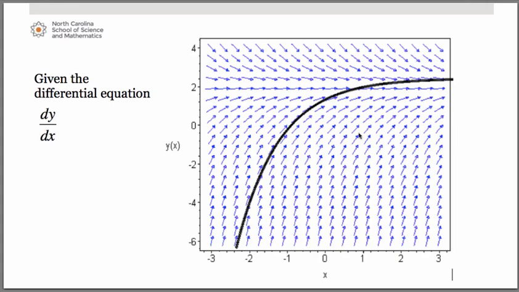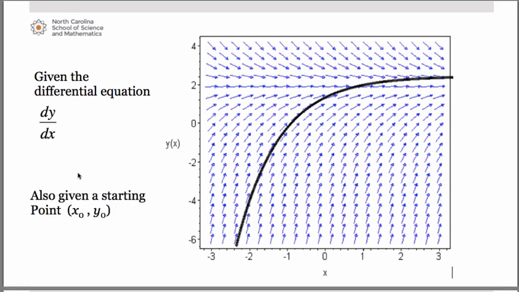So what we're looking at here is a slope field, and you'll notice that I have a solution curve drawn through it. So one thing you're always going to be given when you start an Euler's method problem is the differential equation dy dx. The other piece of information you'll be given is the starting point. We'll refer to it here as x sub 0, y sub 0.